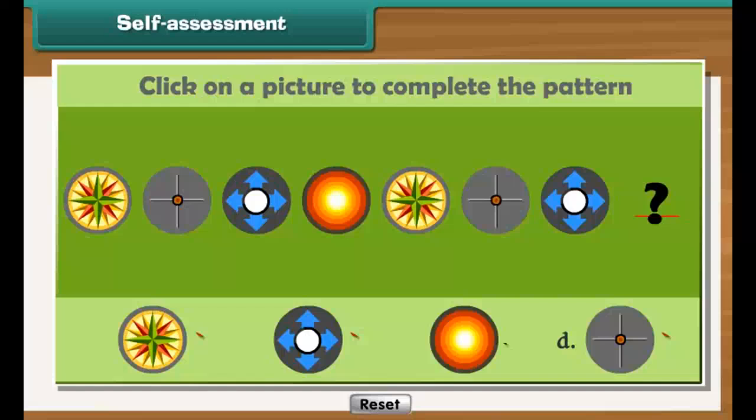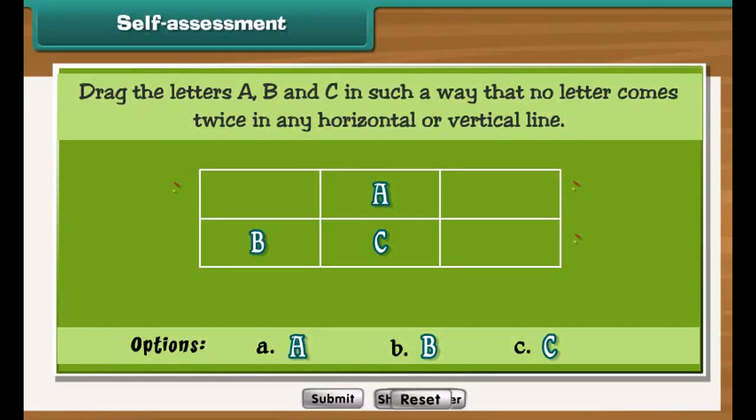Let us do an interesting activity. Click on the picture to complete the pattern. Here is an opportunity for you to do the activity yourself. Drag the letters A, B, and C into the cells in such a way that no letter comes twice in any horizontal or vertical line.